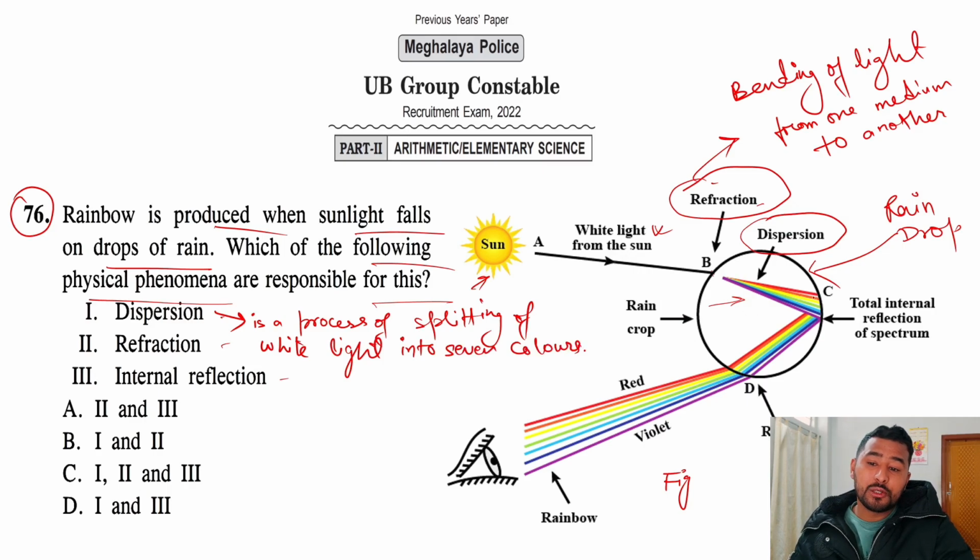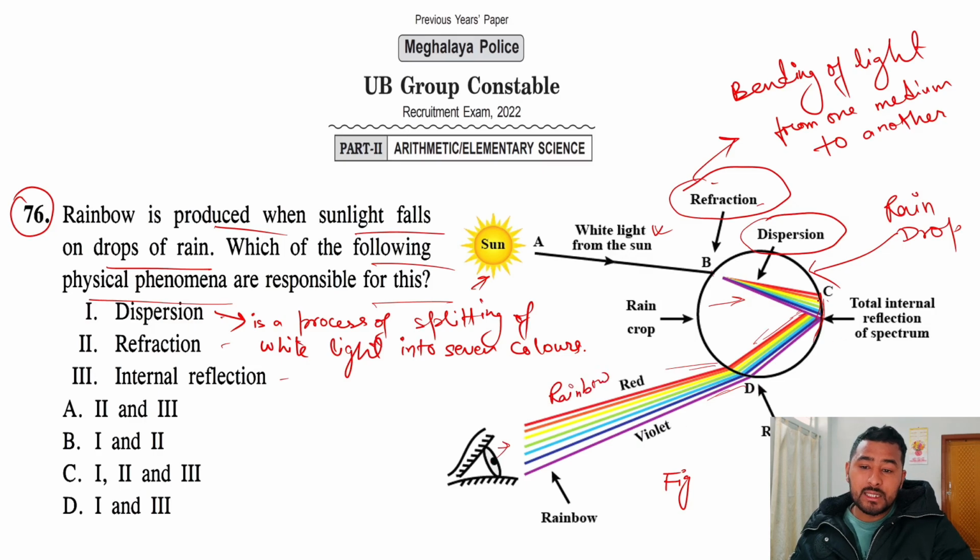So after dispersion, what happens? It goes inside and hits back here. You can see at the corner here, it hits and reflects back. It is reflecting internally, and then it will pass out from this raindrop and reach our eyes as a rainbow.